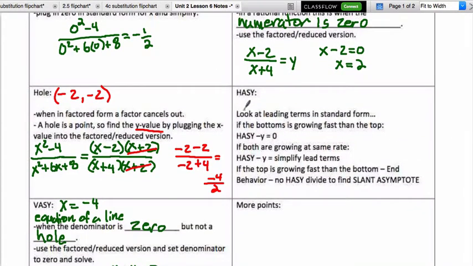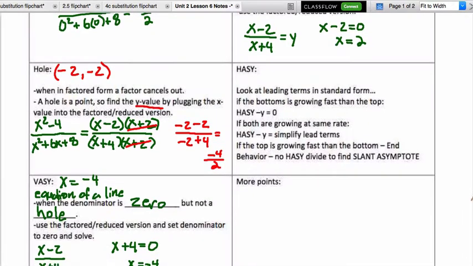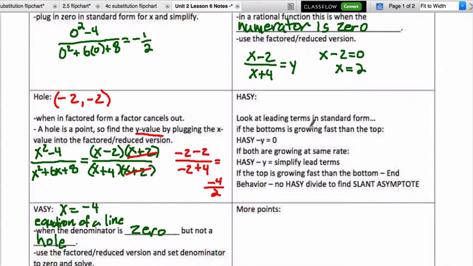Okay, horizontal asymptote. Pretty much filled this entire box here, so there's not a whole lot of work. But you're just going to look at the leading term in standard form. We already did this in the first unit. So if the bottom is growing faster than the top, then there's a horizontal asymptote at y equals 0. If both are growing at the same rate, then there's a horizontal asymptote at y equals whatever the simplified lead term is. And so we're going to do a few of these, and if you're still kind of struggling with this, please ask questions about it. And then if the top is growing faster than the bottom, then there's not a horizontal asymptote, and we need to actually divide to find the slant asymptote.